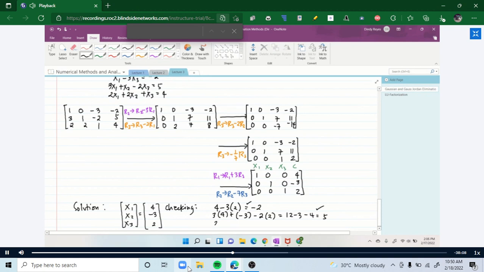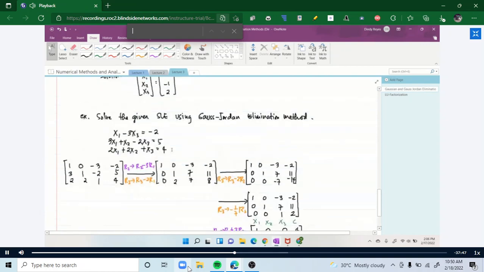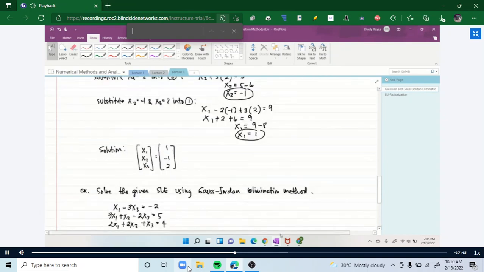And then the third one, 2x sub 1 plus 2 times x sub 2 plus x sub 3. This is equal to 8 minus 6 plus 2. This is equal to 4. So, check that. Okay, so we get the correct solution. Okay, so that is the Gauss-Jordan elimination method.